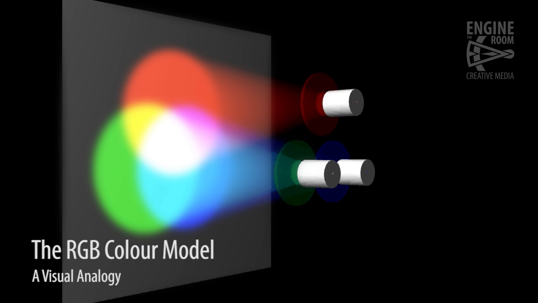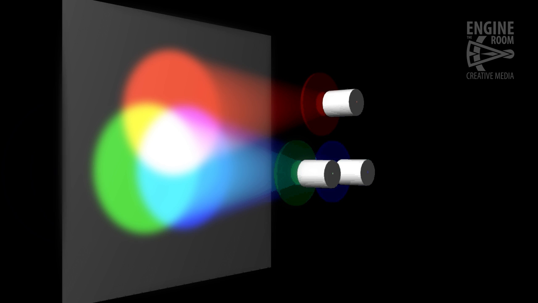This video is an attempt to explain the concept of the RGB colour model by means of a simple visual analogy. RGB stands for red, green and blue, and it is the colour model used in projection and display systems such as computer and mobile device screens. It's also used in raster graphics software programs like Photoshop.